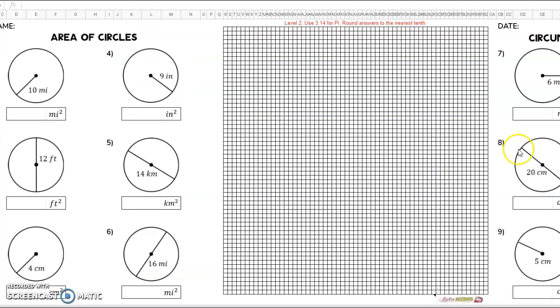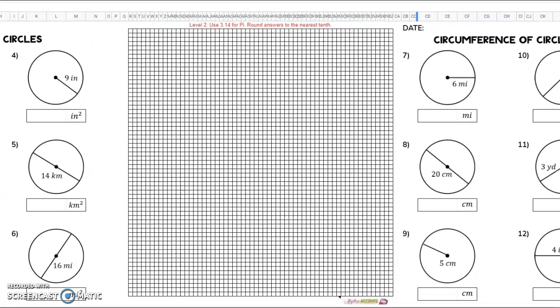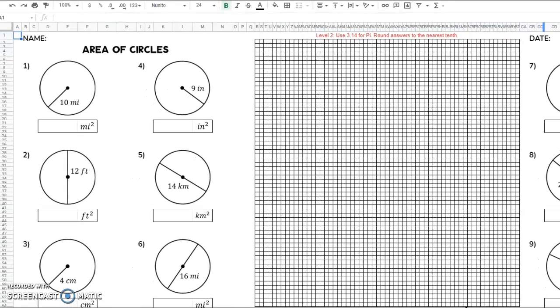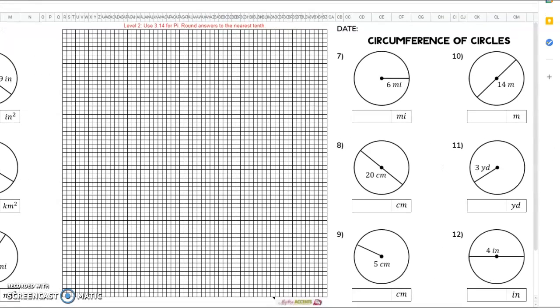So this is a pixel art. It looks like this. So you have your pixel art in the middle. To the left of the picture is 6 area problems, so you need to make sure you're using your area formula, A is equal to pi r squared. And to the right of the pixel art image is your circumference, your 6 problems there. So make sure you're using C is equal to pi d.